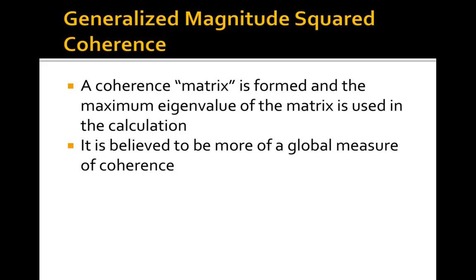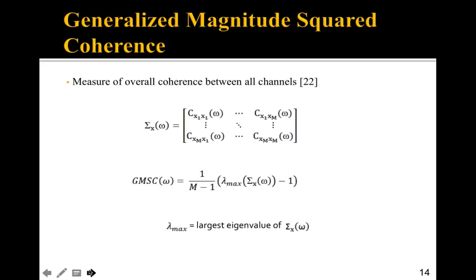May or may not be useful in a task-oriented environment. In a resting state environment, it might be more useful. And there are some publications that do refer to the generalized magnitude squared coherence. Here's a summary of the equations.